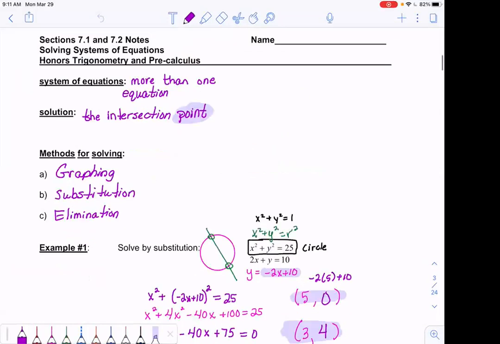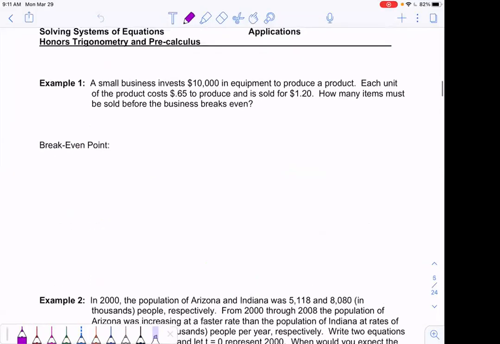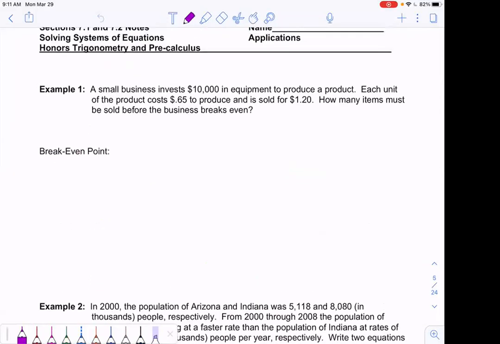So we are on page 5. We're going to look at example 1. Example 1 is more of a business application, and then we'll look at 1 or 2 of the other problems that are on here.